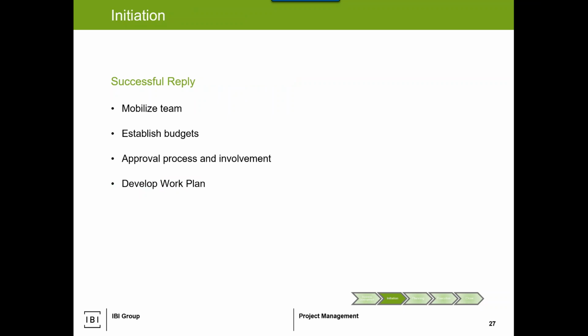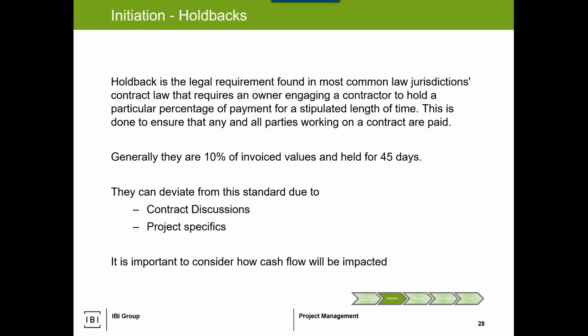Now we get a successful reply. We mobilize the team, establish those budgets. BIM coordinators need to be there to ensure that what was thought about in the business development is now realized and made live. This is what we're BIMing. This is why we're BIMing it. This is how I'm going to make an execution plan. This is the budget I need for the duration of the project. And then you get to see who's on the team and augment accordingly. The work plan includes the BIM execution plan.